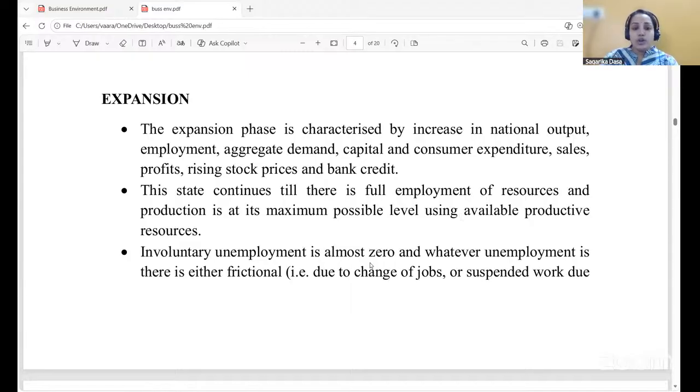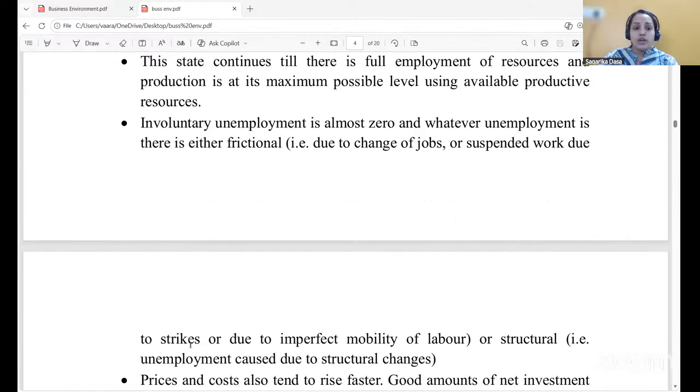Involuntary unemployment is almost zero, and whatever unemployment is there is either frictional due to change of jobs, or suspended due to work stoppages or strikes, or due to imperfect mobility of labor. That means we cannot see any unemployment situation when there is an expansion stage, because expansion is all about covering the uncovered aspects. There is no question of an unemployment situation in the country. Employment will be provided to almost every person because of the expansion stage.